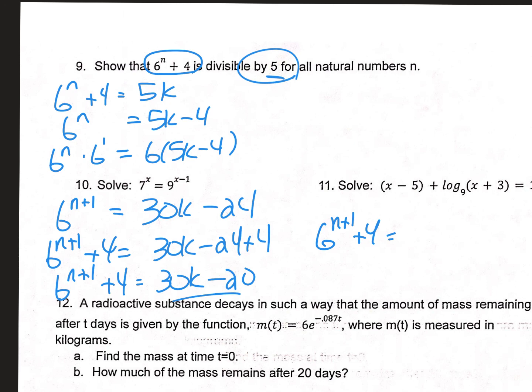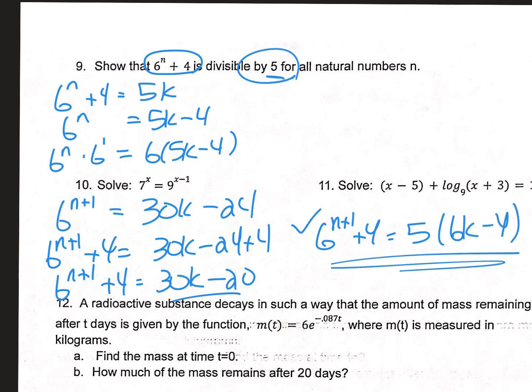And I'm going to factor a 5 out of this. I know I could do a 10, but it doesn't say divisible by 10. It says divisible by 5. So if I take a 5 out, that leaves 6k minus 4. And there you have it. All right, it's divisible. 6 to the n plus 1, the next term, is divisible by 5, just like the first term was.